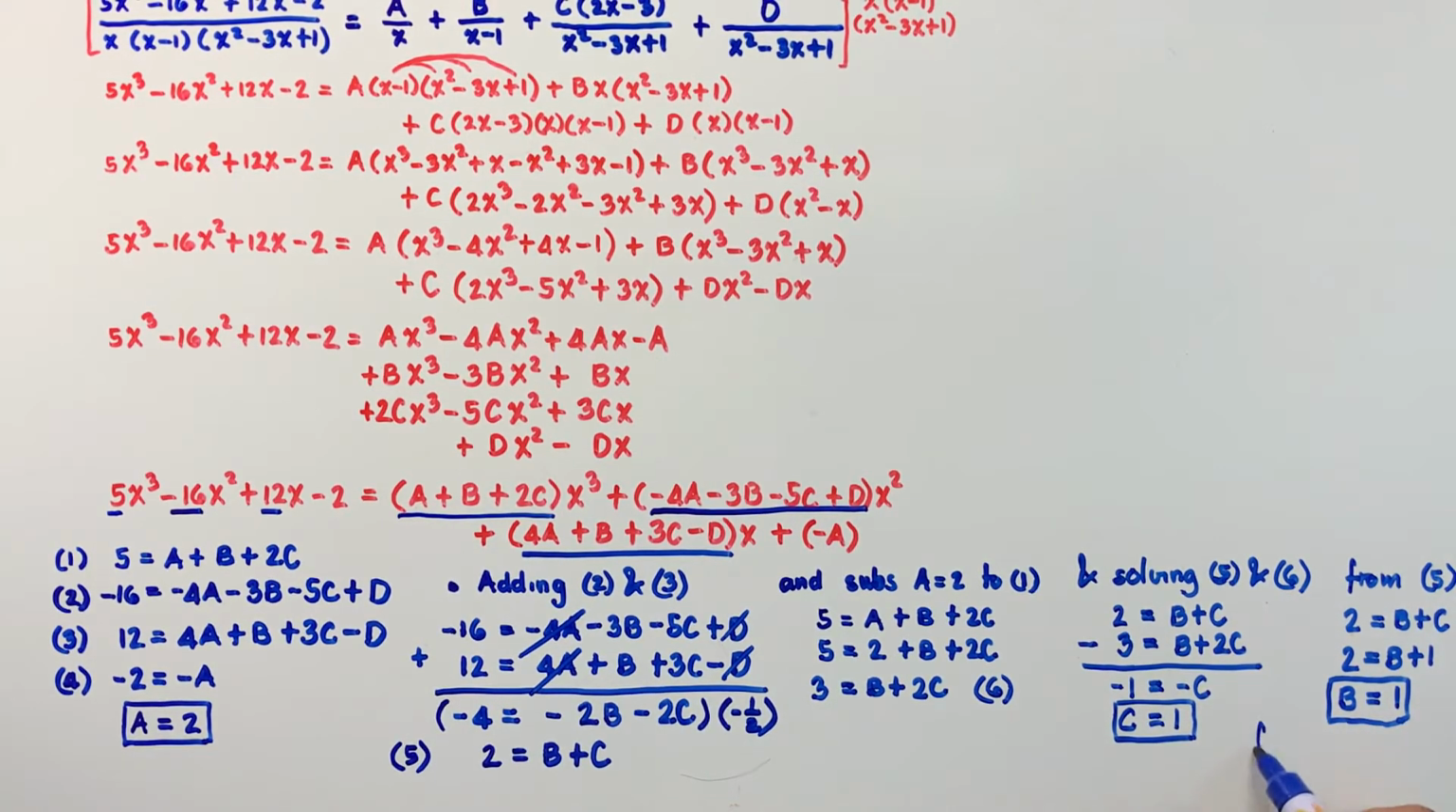And then you can solve for d from any of the equations 2 and 3 here. Now suppose we use equation 3, we have 12, which is equal to 4 times 2, because a is 2, is 8, and 8 plus b, which is 1, that is 9, and 9 plus 3 times 1, which is 3, is 12, and then 12 minus 12 is 0, therefore d is 0.